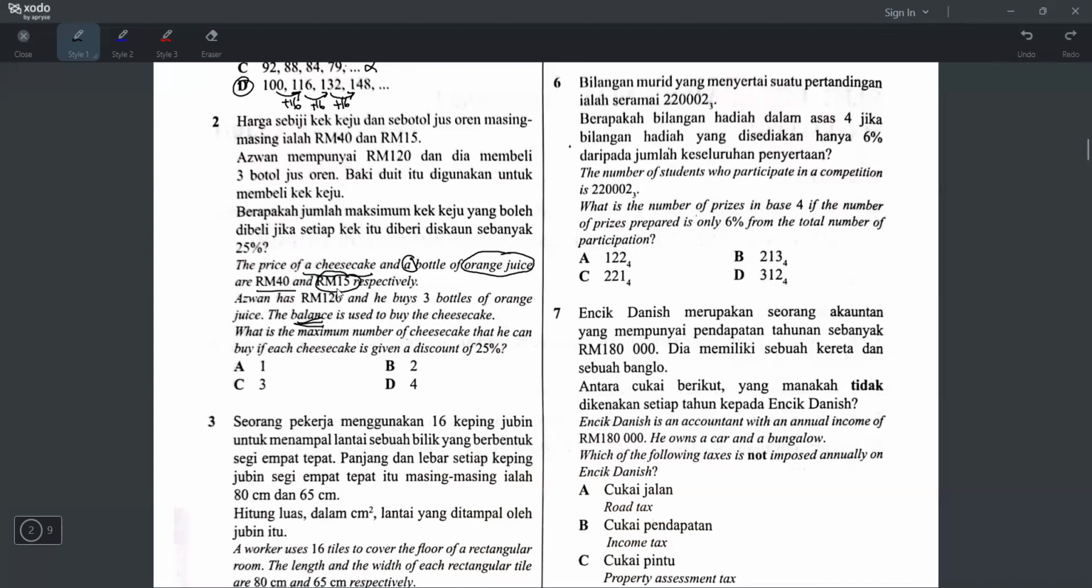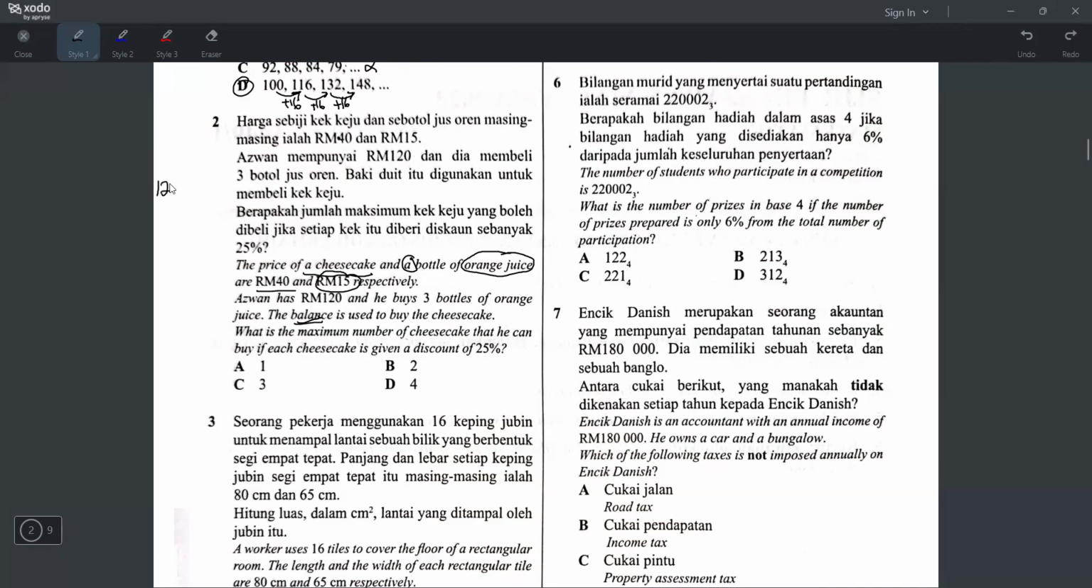Okay, because dia ada 120 ringgit and dia sudah beli 3 orange juice kan. So let's try to find the balance berapa dulu. Kita jangan fokus yang ni dulu. Itu nanti. Nanti baru kita kira yang number of cheesecake tu. Sekarang kita kira balance dulu. So how to find the balance?